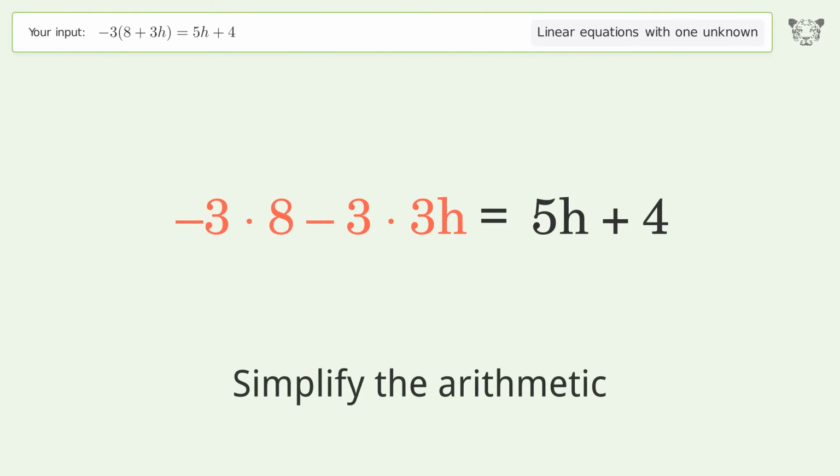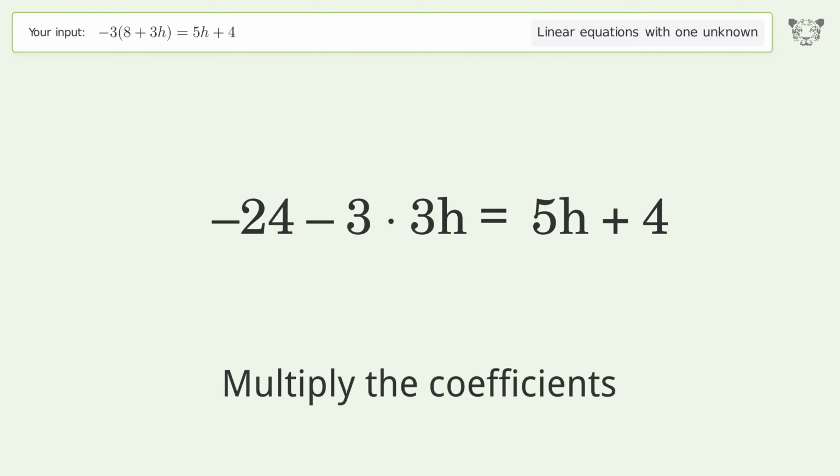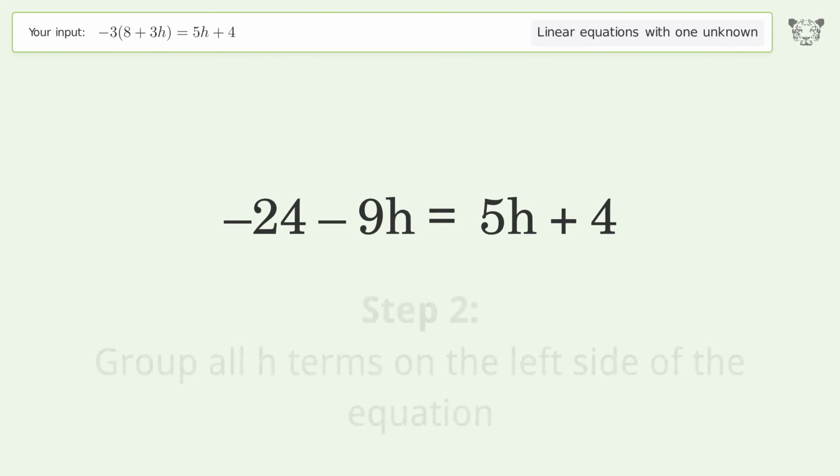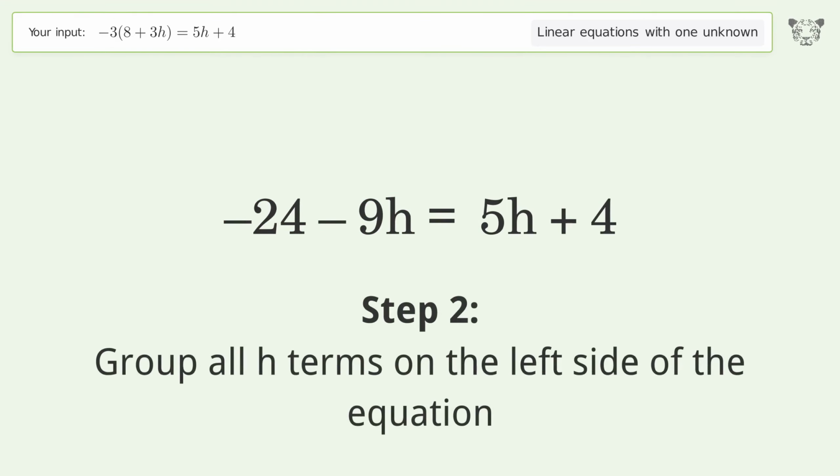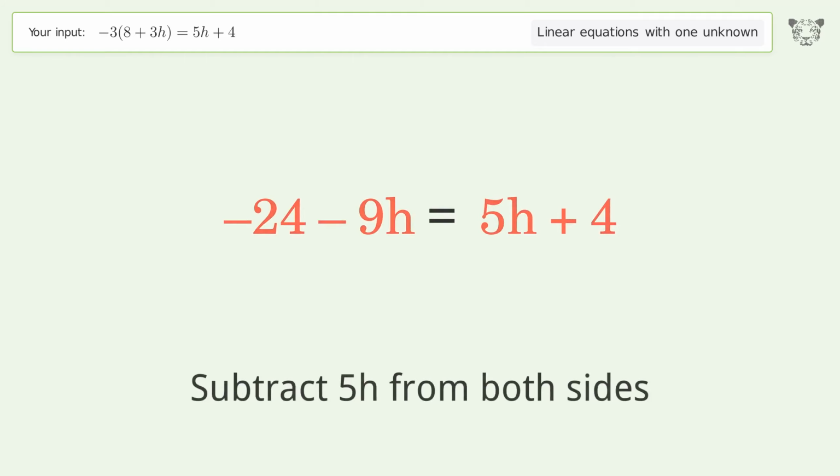Simplify the arithmetic. Multiply the coefficients. Group all h terms on the left side of the equation. Subtract 5h from both sides.